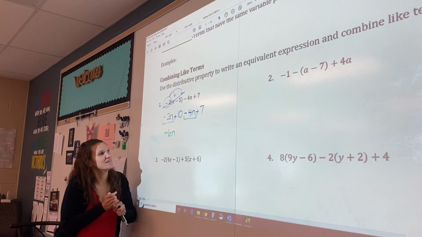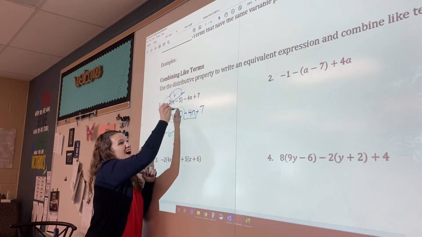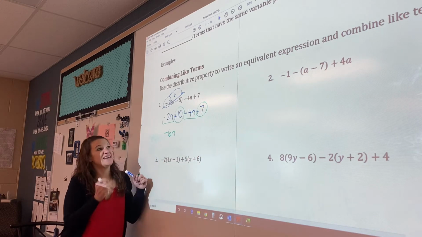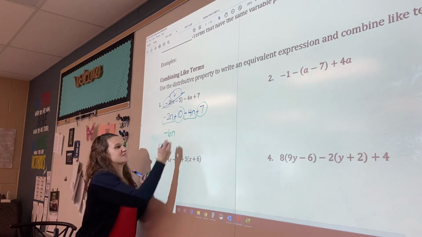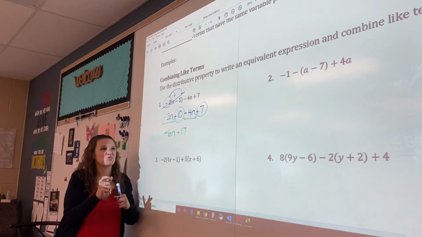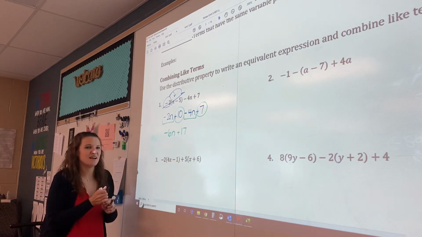All right. Next step, we're going to look for other like terms. These are both called constants because they don't have a variable part. So 10 plus 7, they're both positive, is going to give you a +17. So far, so good. I'm going to look at this next example below, and then we'll jump to that side.